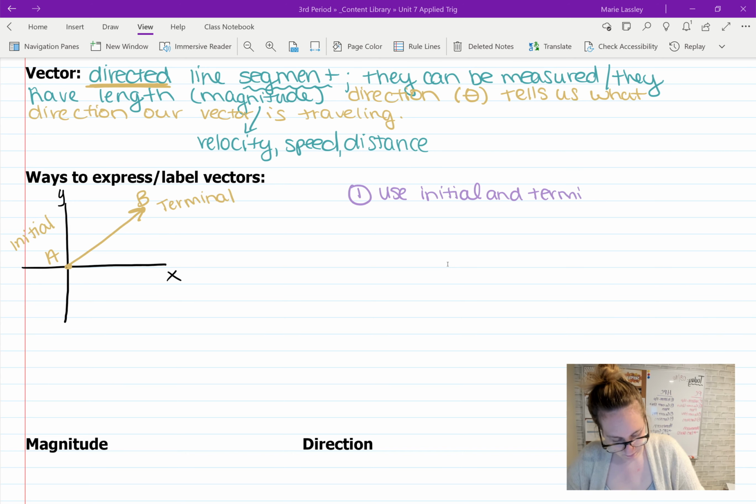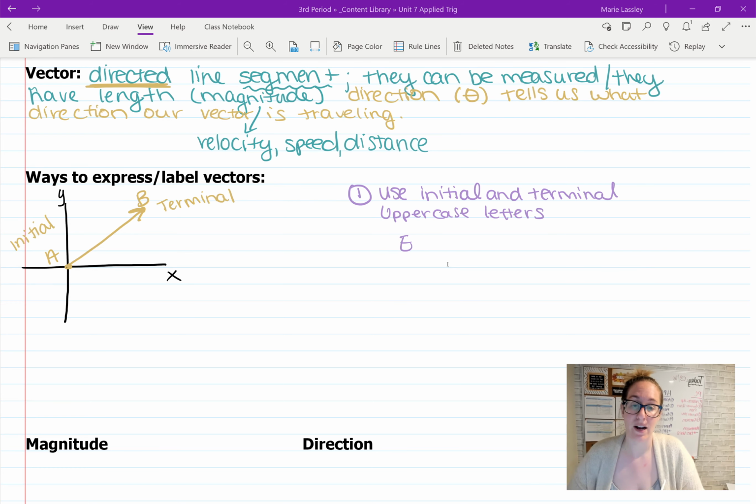For example, we could call this one AB, and we would use a one-directional arrow over top of the two letters. So yes, this is the exact same naming convention that rays use, but it is not a ray, it's a vector. We're not in geometry, that's how we know. We don't do rays in this class. That's geometry. We're not learning about the sun. We don't have rays.